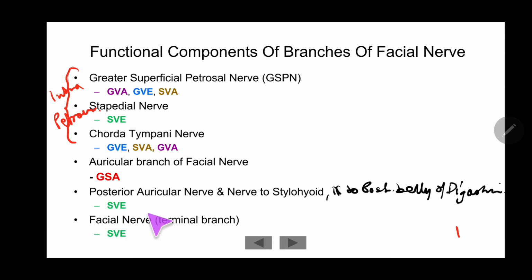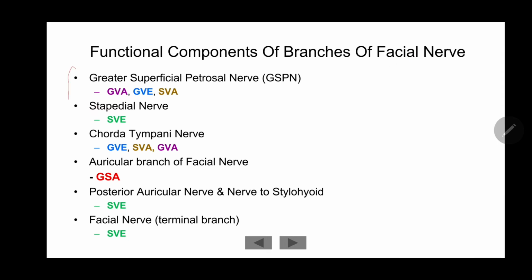And finally, when the nerve enters the parotid gland, it gives out five terminal branches to supply the muscles of the face. They are also special visceral efferent or branchial efferent. So that's how the five functional components have been distributed by these different branches of the facial nerve. Okay, now let's move to the next slide.